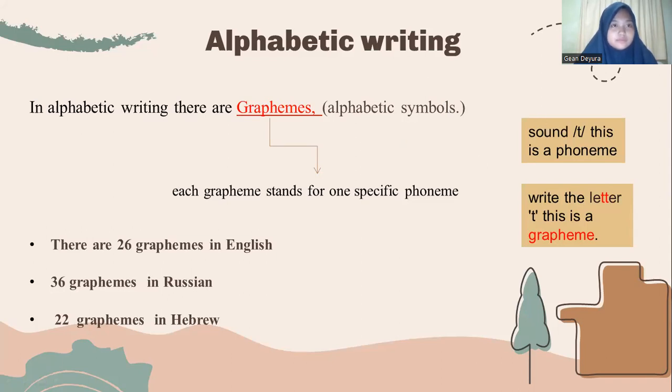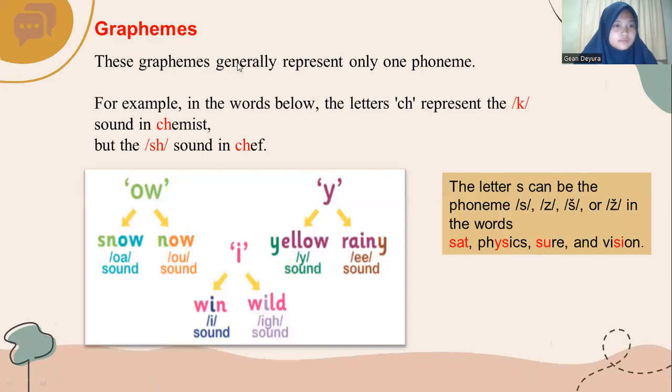Like in this slide, you can see the sound T. This is a phoneme because a phoneme, as we know, is the smallest unit of sound. But when you write the letter T, this T is a grapheme. There are 26 graphemes in English, 36 in Russian, and 22 in Hebrew. This grapheme generally represents only one phoneme.